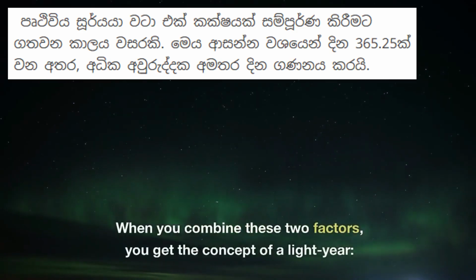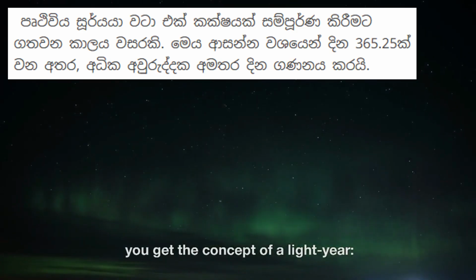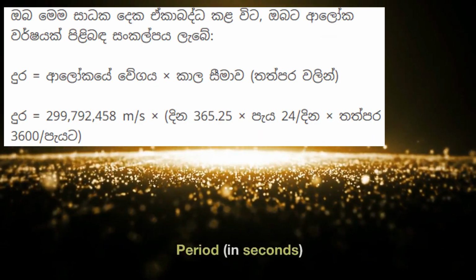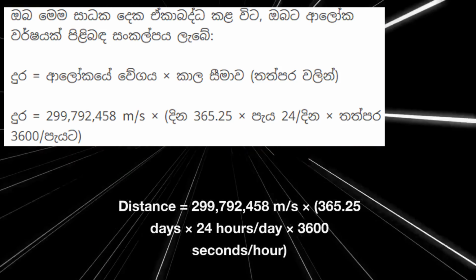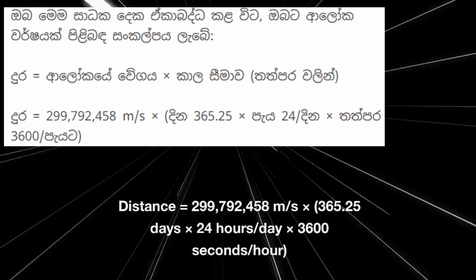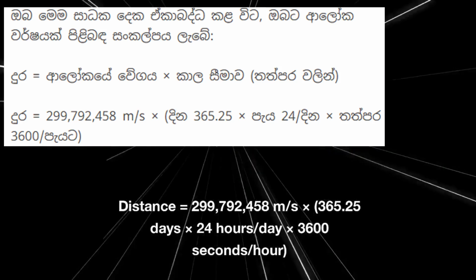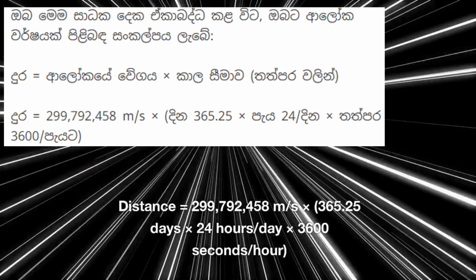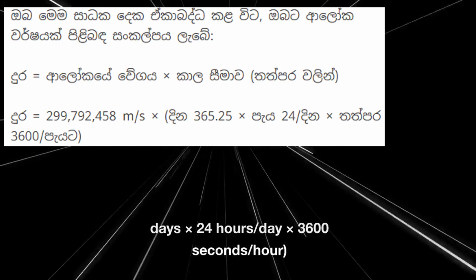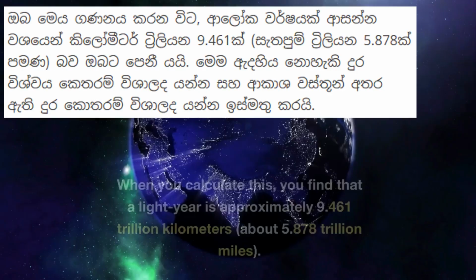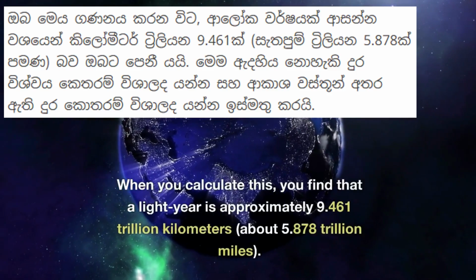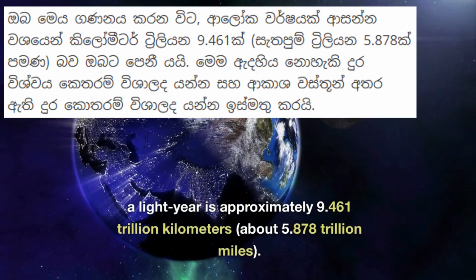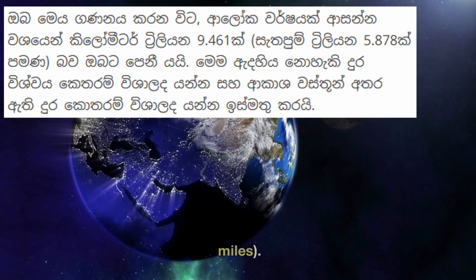When you combine these two factors, you get the concept of a light year. Distance equals speed of light times time period, in seconds. Distance equals 299,792,458 meters per second times 365.25 days times 24 hours per day times 3,600 seconds per hour. When you calculate this, you find that a light year is approximately 9.461 trillion kilometers, about 5.878 trillion miles.